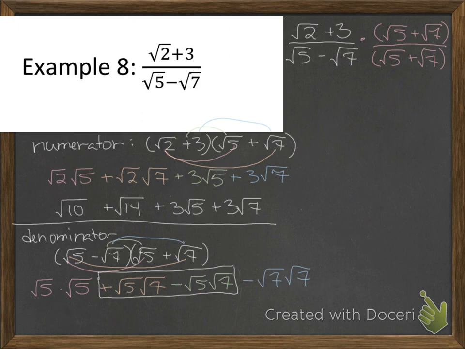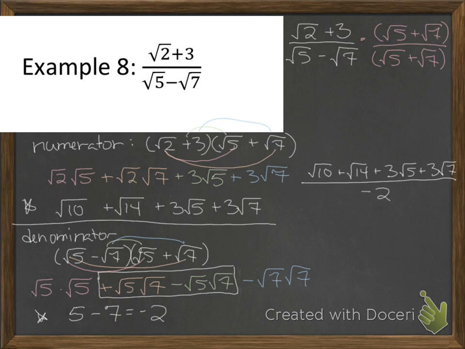What's the square root of 5 times the square root of 5? That's just 5, isn't it? And the square root of 7 times the square root of 7 is just 7. So we have 5 minus 7, which is negative 2. So we did correctly identify the conjugate, right? Now all we have to do is put the numerator and the denominator together into a single fraction. So we're going to have the square root of 10 plus the square root of 14 plus 3 square roots of 5 plus 3 square roots of 7, and this whole thing is divided by negative 2. So this is going to be our final answer.